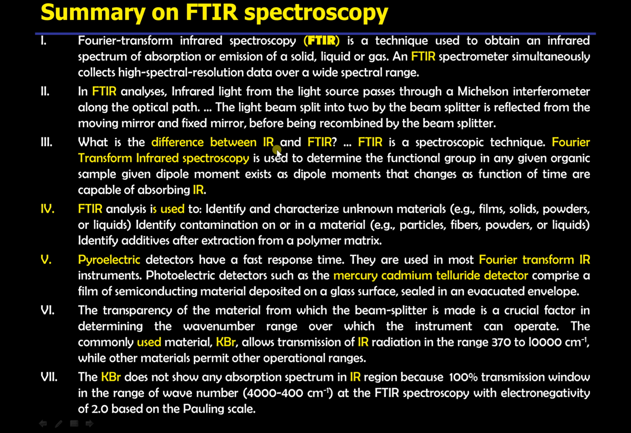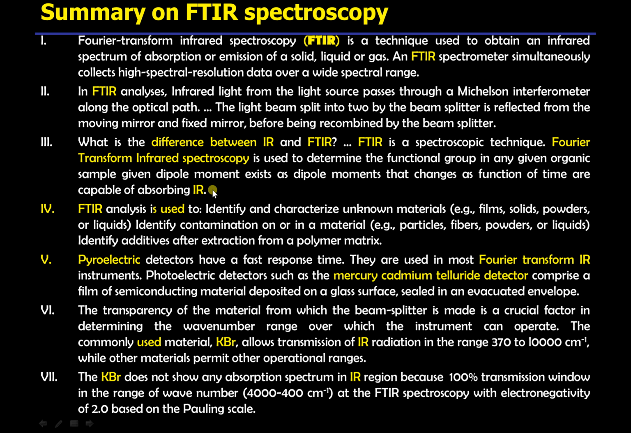What is the difference between IR and FTIR? FTIR is a spectroscopic technique. Fourier transform infrared spectroscopy is used to determine the functional groups in any organic sample. If a given dipole moment exists, dipole moments that change as a function of time are capable of absorbing infrared.